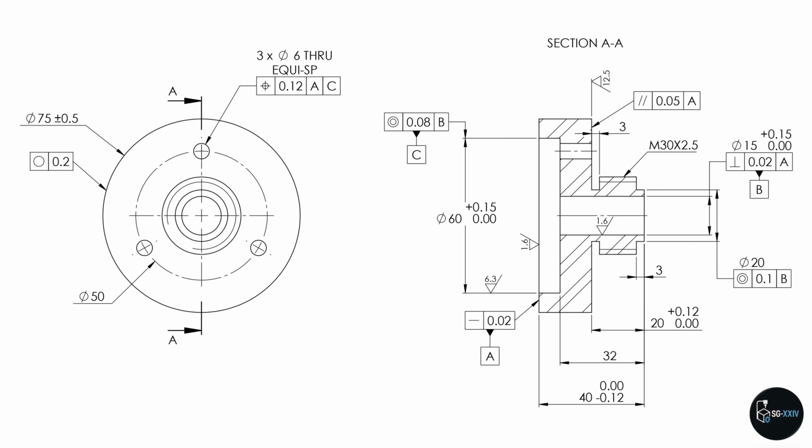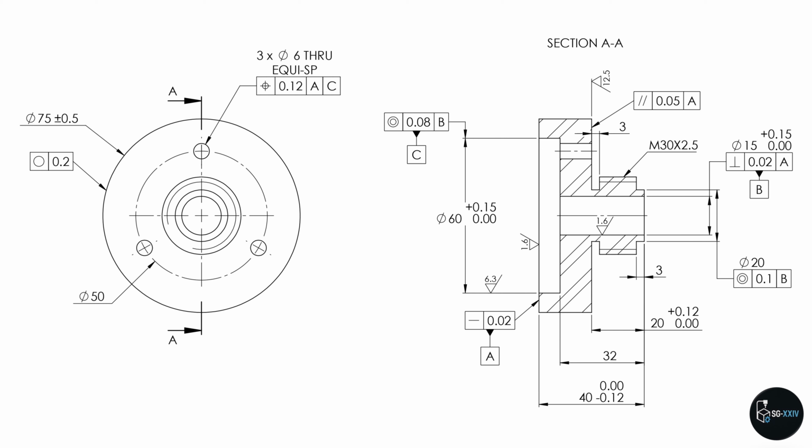The outermost diameter of the flange is 75 mm with a tolerance of 0.5, allowing it to vary between 74.5 and 75.5. The circularity tolerance of 0.2 mm is applied to the same 75 mm surface. This ensures the roundness of the part remains within 0.2 mm.